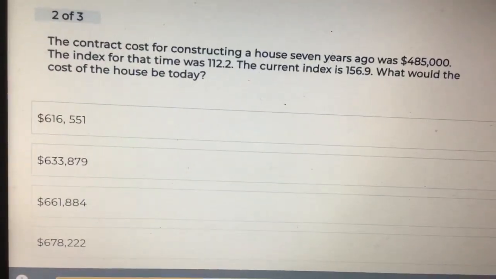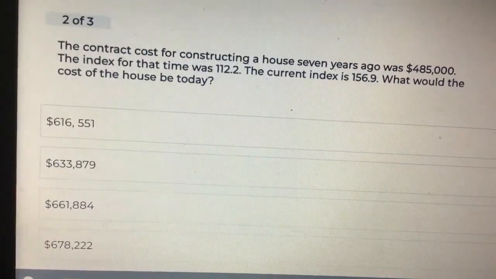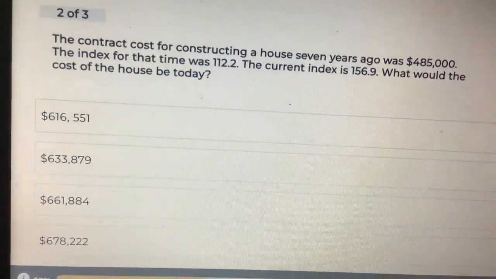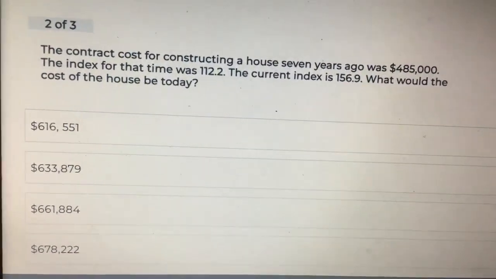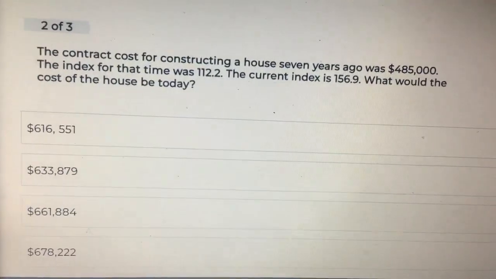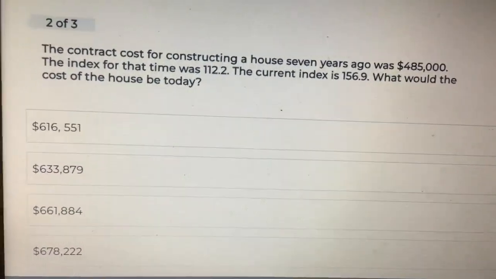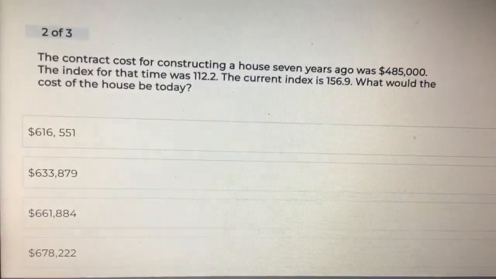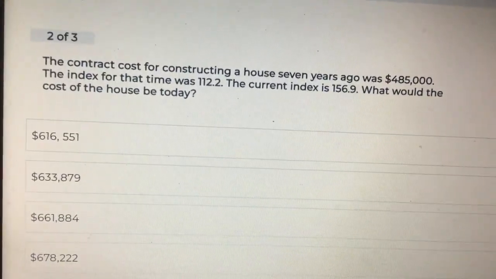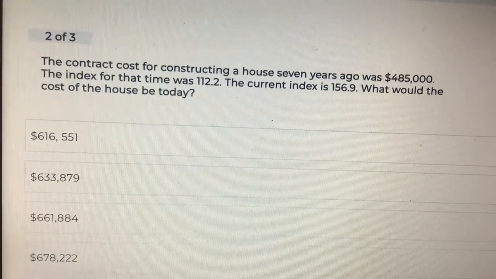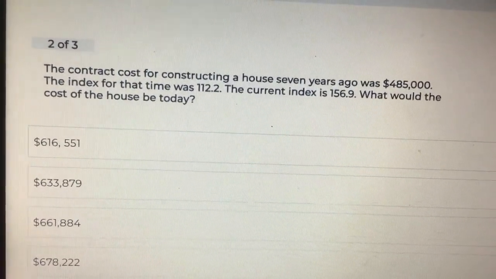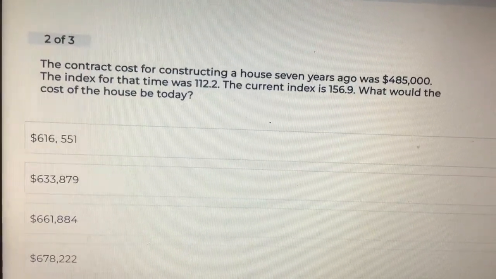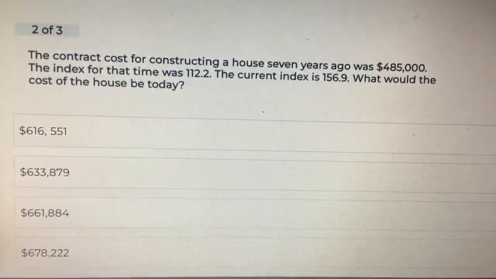A. $616,551. B. $633,879. C. $661,884. Or D. $678,222.